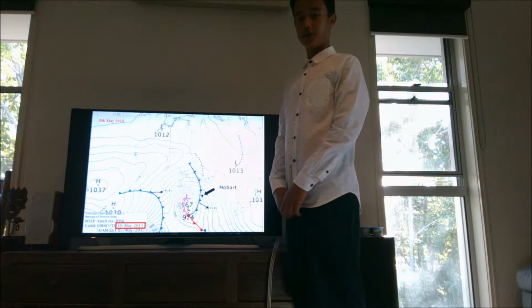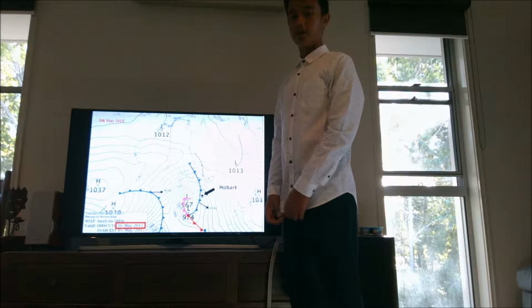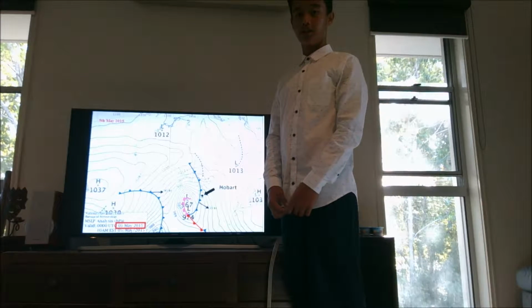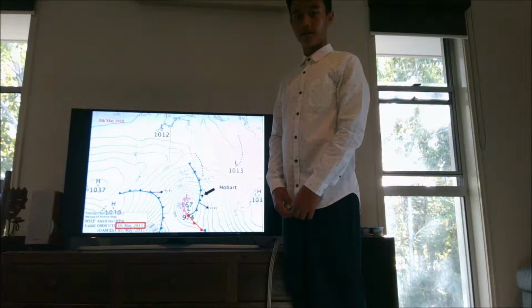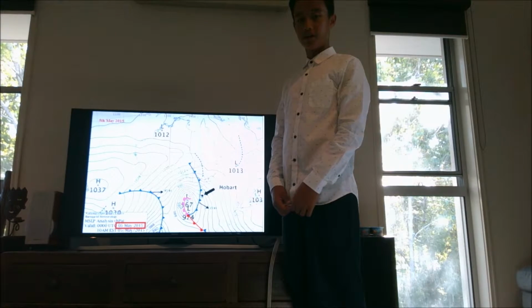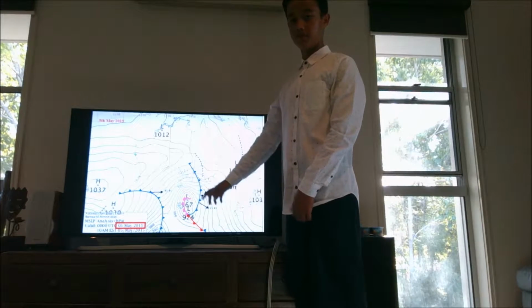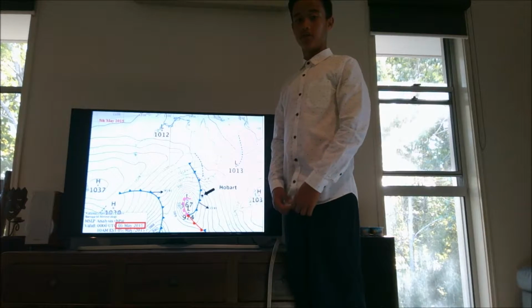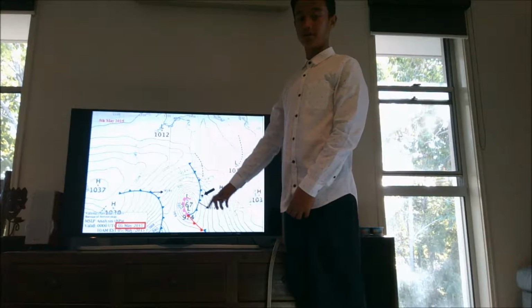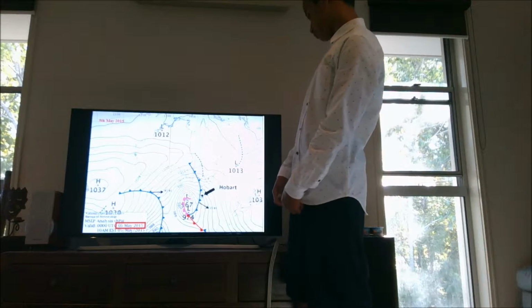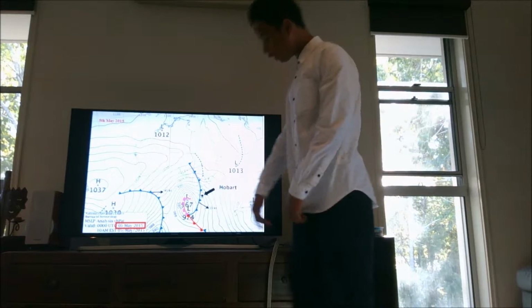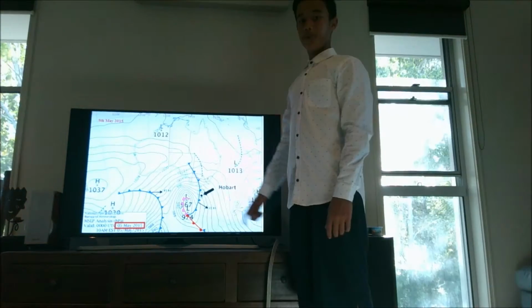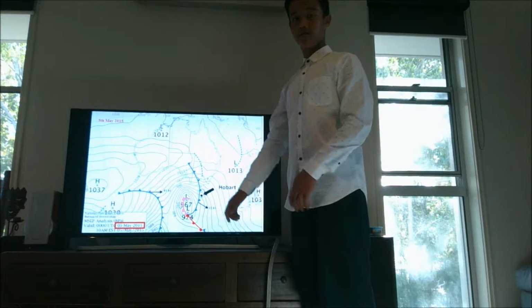Hobart was being affected by modified southern maritime air, which is usually associated with unstable air low down, but it's stable above. It's cool, moist, cloudy weather. The isobars were close together, which brought strong westerly wind. The wind is probably going to be 35 knots, as you can see there. It brings cool, moist, and cloudy weather.